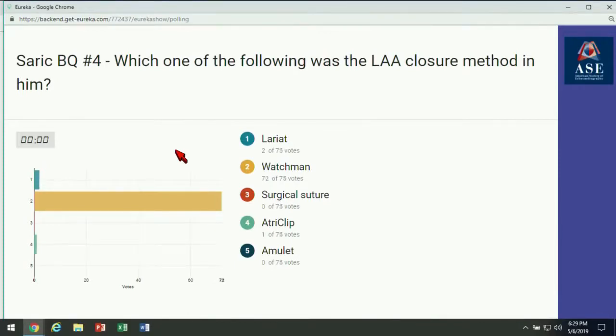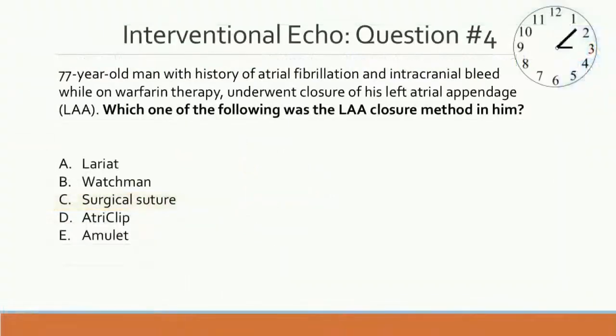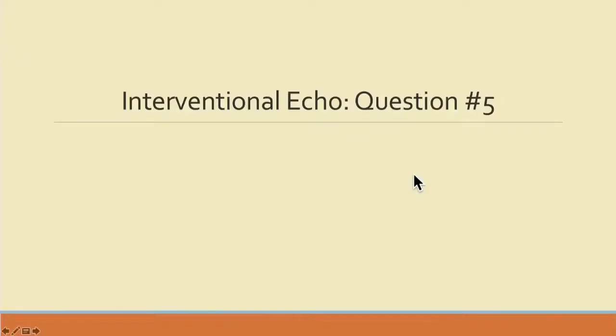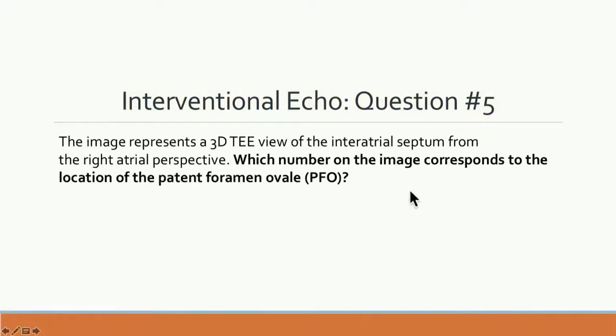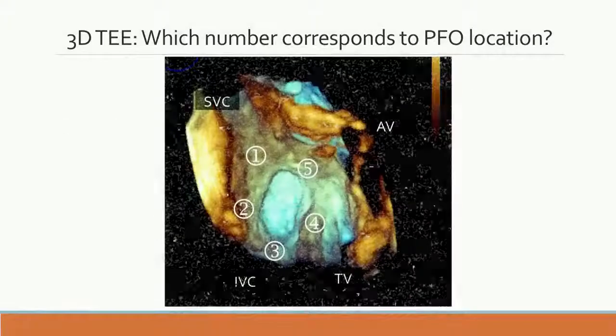Okay. So, number 2, Watchman, of course. I just wanted you to essentially recognize it's a relatively simple question, but I just want to make sure. Can I do just one more? This image represents a 3D view of the interatrial septum from the right atrial perspective. That's one of the canonical views. Which number on the image corresponds to the location of the patent foramen ovale?